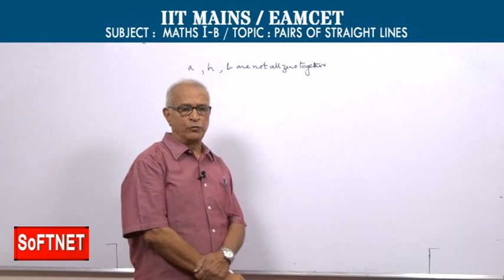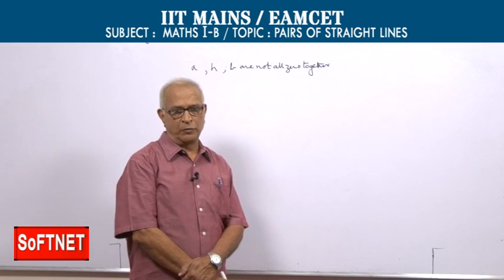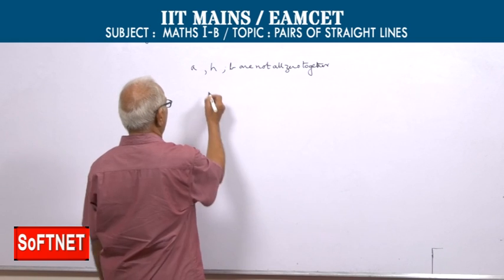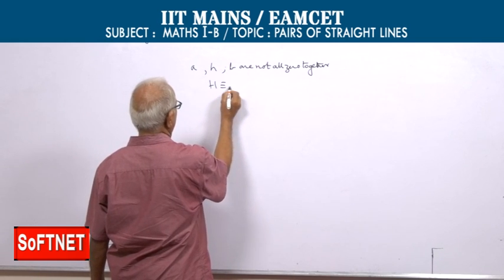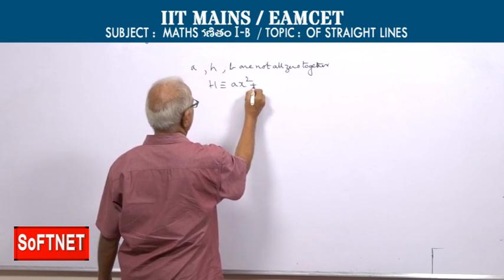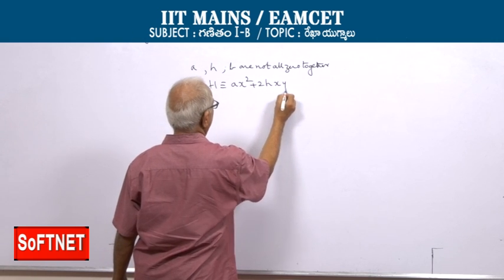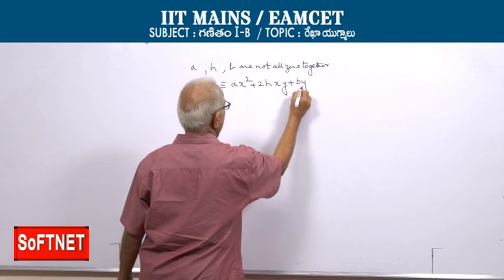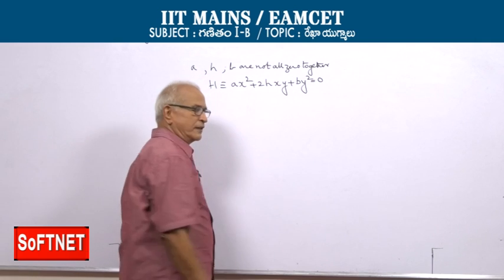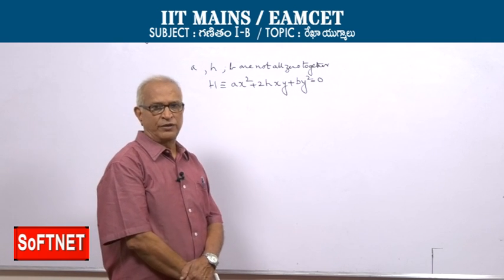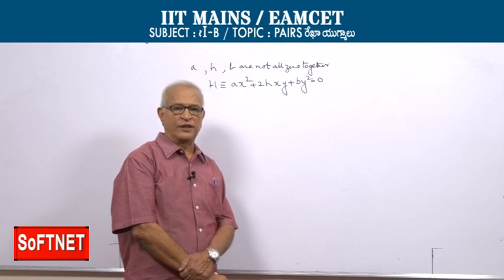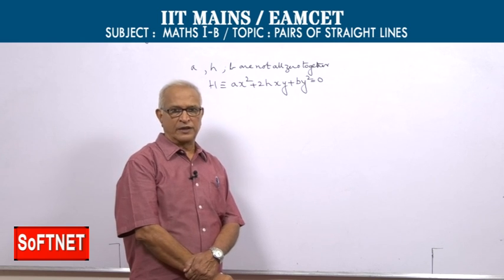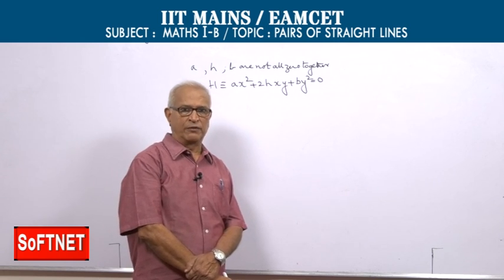A, H, B లు మూడు ఒకేసారి 0 కానప్పుడు, అప్పుడు H identically equal to ax square plus 2hxy plus by square equal to 0. This is called a second degree homogeneous equation. Homogeneous equation of second degree in x and y, two variables x and y. xy లో రెండవ తరగతి సమఘాత సమీకరణం అంటాం.